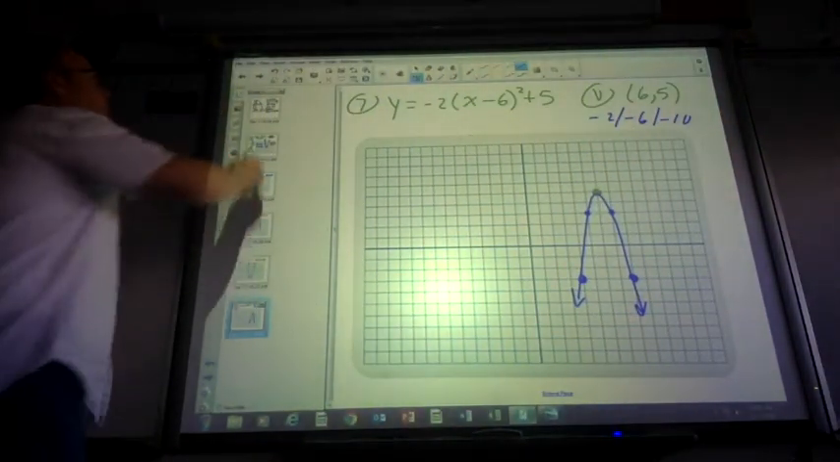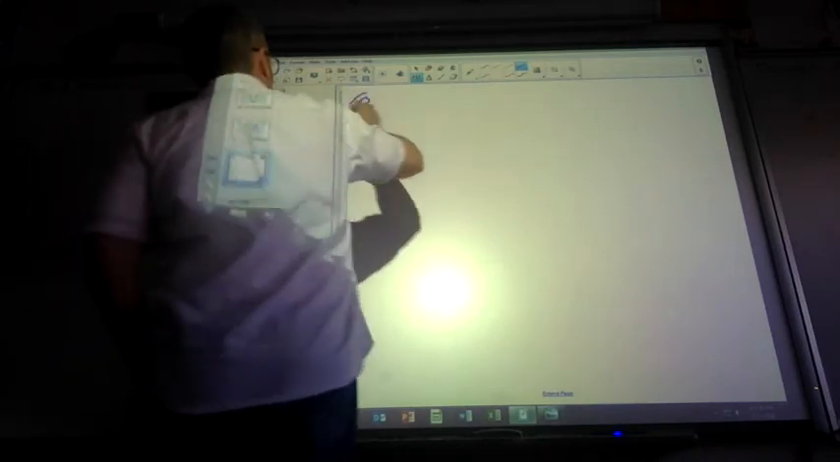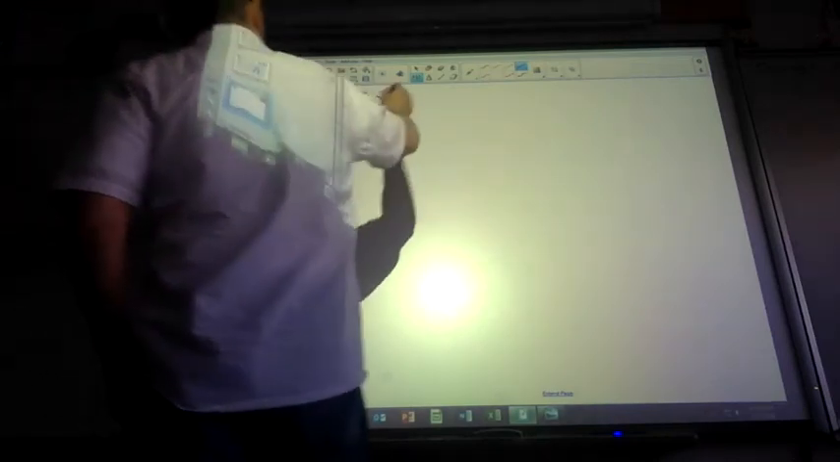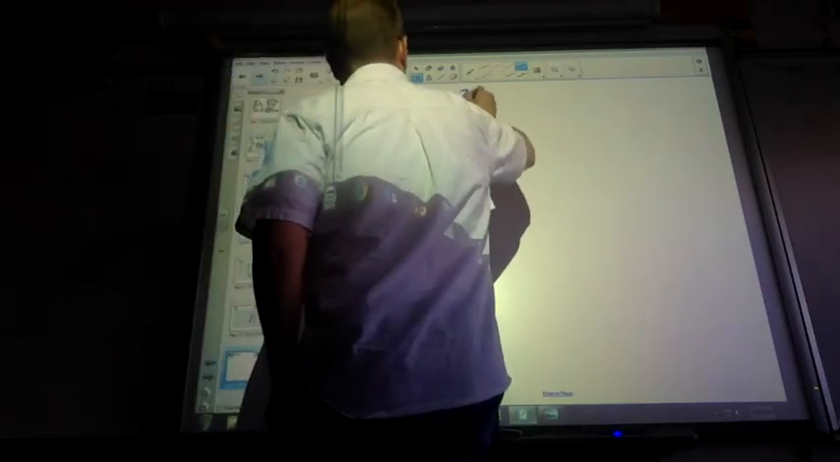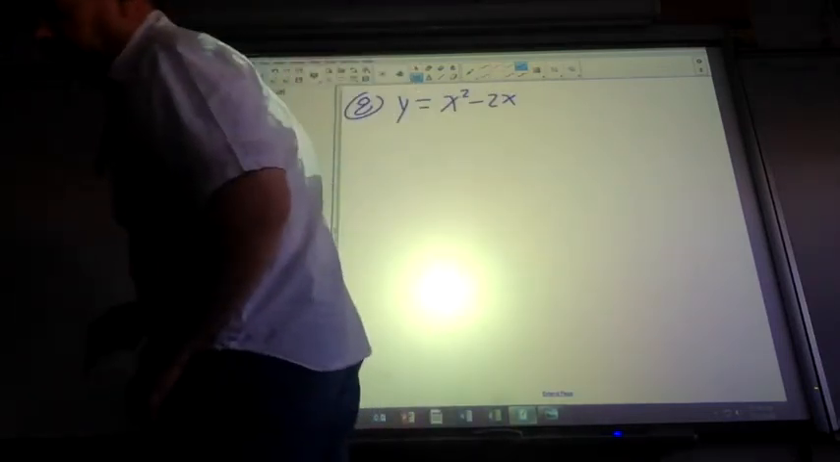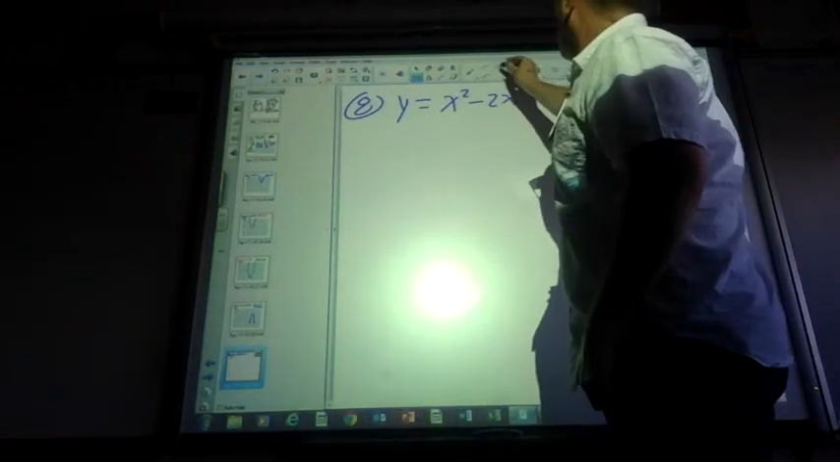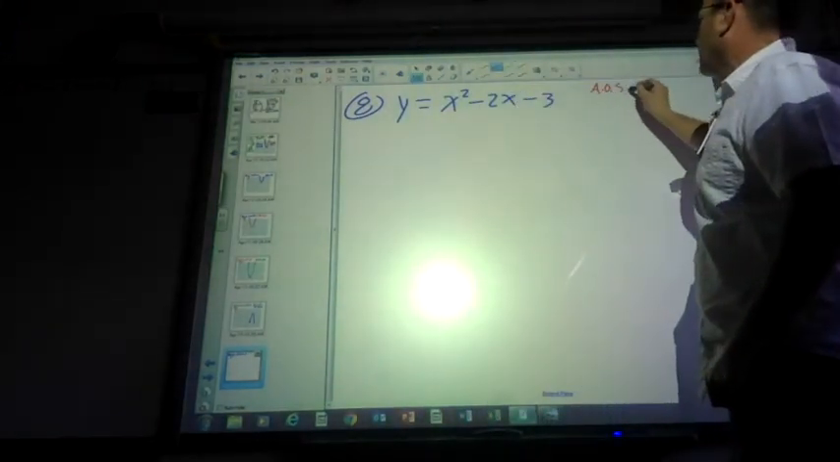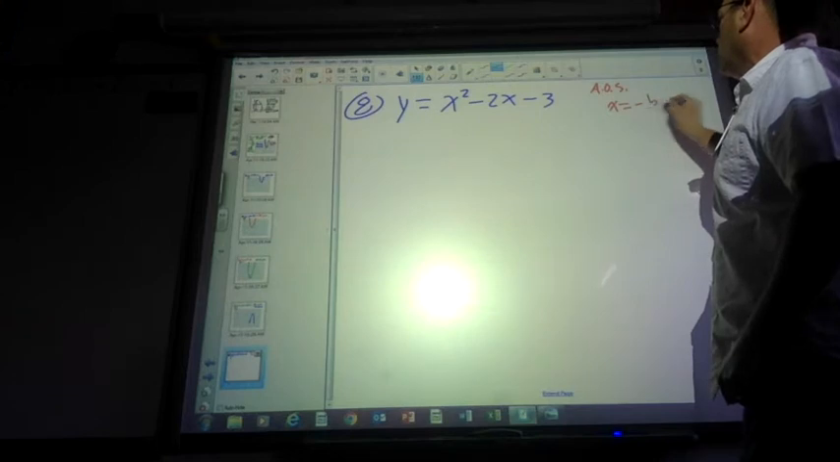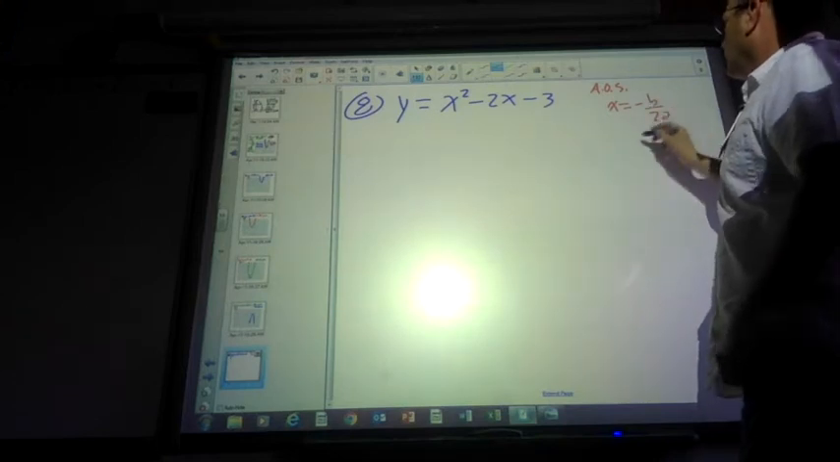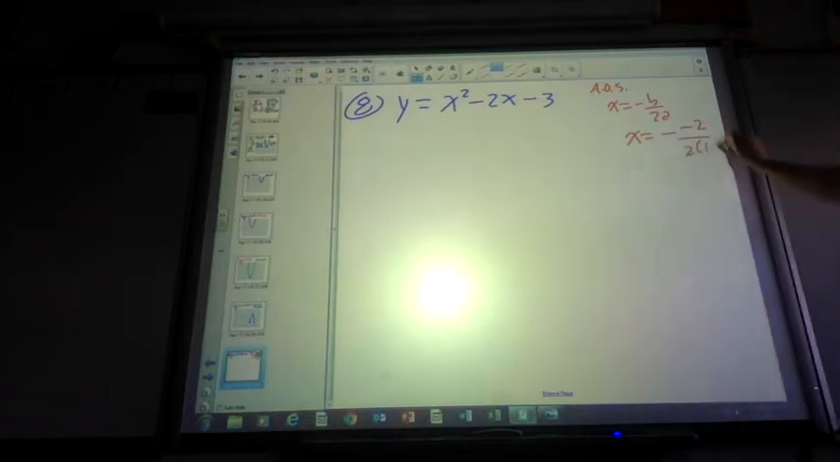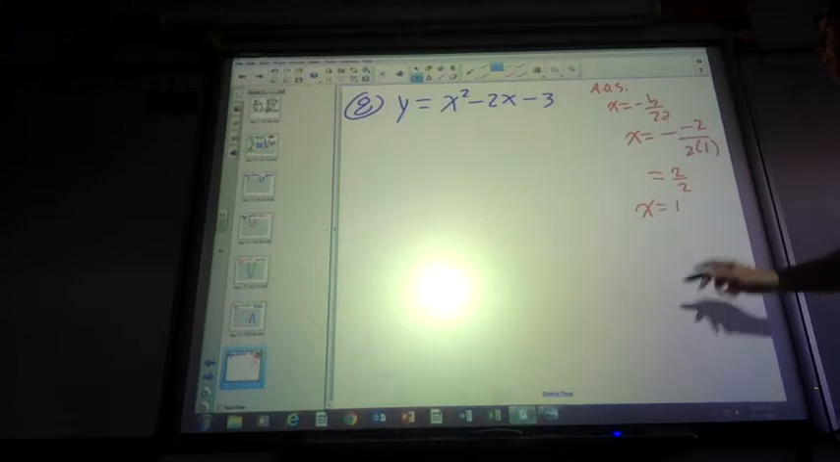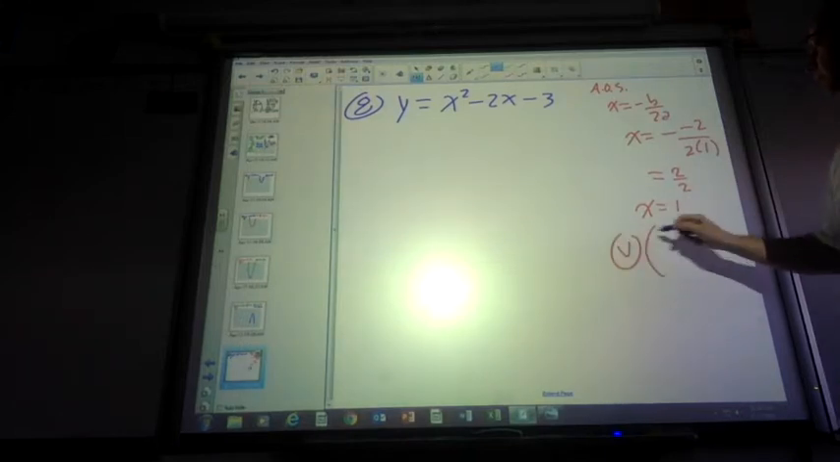Number 8. So that last one was in vertex form. Number 8 is in standard form. So what do we have to do when it's in standard form? ABC. So basically what you're looking for first is the axis of symmetry. You're going to go x equals negative b over 2a. So x is equal to negative negative 2 over 2 times 1. That's 2 over 2, which gives me 1. Good. So that's the x component of my vertex.